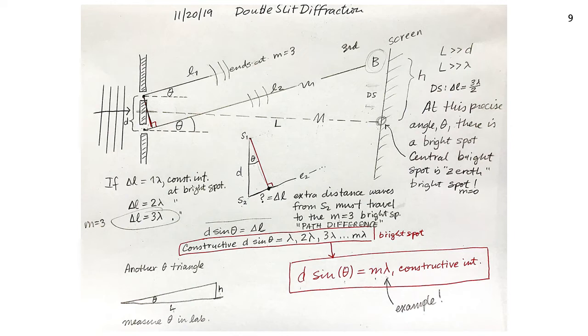So your basic constructive condition, let me just reinforce, and I'll make it even bigger: d times the sine of theta equals m lambda for constructive interference. So there's your nutshell. These two are basically the same concept here.